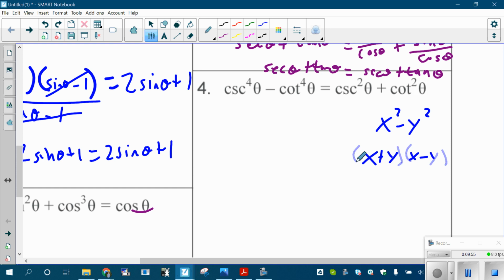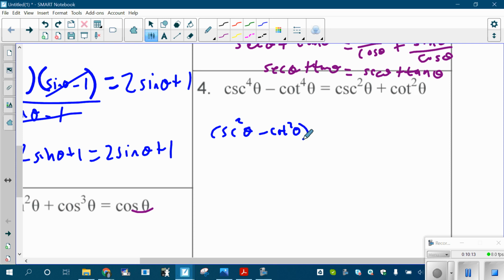Okay. In this case, cosecant to the fourth minus cotangent to the fourth factors to cosecant squared theta minus cotangent squared theta times cosecant squared theta plus cotangent squared theta. Because it's to the fourth and to the fourth, the two things are not like x plus y, x minus y. It's x squared plus y squared, x squared minus y squared. That's why everything's squared, because the original problem is to the fourth. Right side, I'm going to keep writing exactly the same.